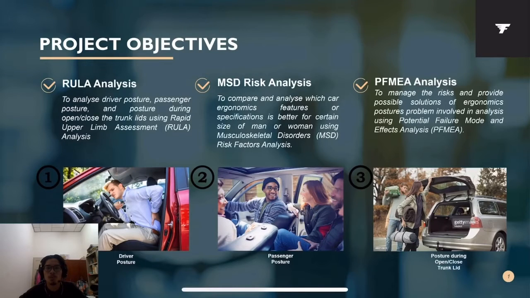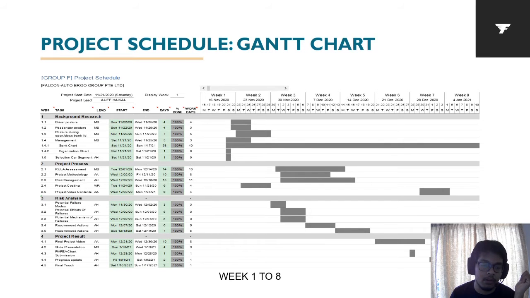I am going to present the project objectives. First one is to analyze driver posture, passenger posture, and posture during opening or closing the trunk lid using ruler analysis. Second is to compare and analyze which car ergonomics features or specifications are better for a certain size of man or woman using MSD risk factors analysis. Third is to manage the risk and provide possible solutions for ergonomic posture problems involved in the analysis using potential failure mode and effects analysis.